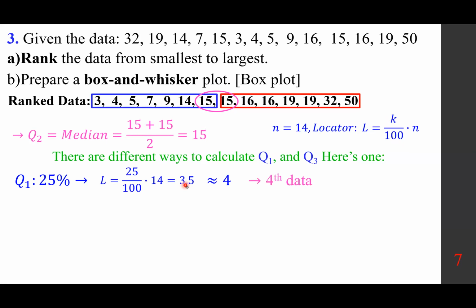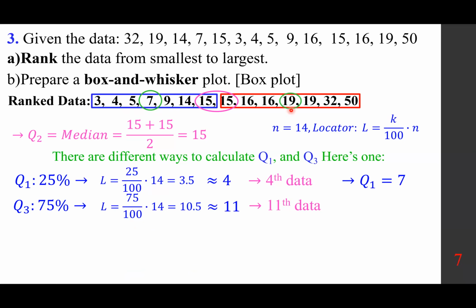The fourth piece of data is number 7. Q sub 1 becomes 7. If we had gone with the method of the median of the first half, in this case, it would have given you the same answer. For Q sub 3, we go with 75%. So in this formula, we replace the k with 75, it becomes 10.5, and we go with the 11th piece. And the 11th piece is the same as what I mentioned before, 19.